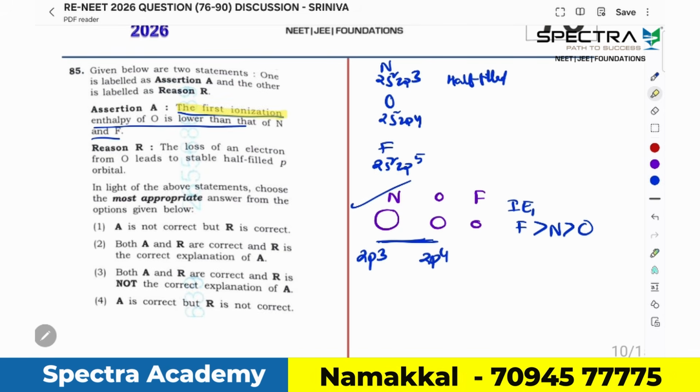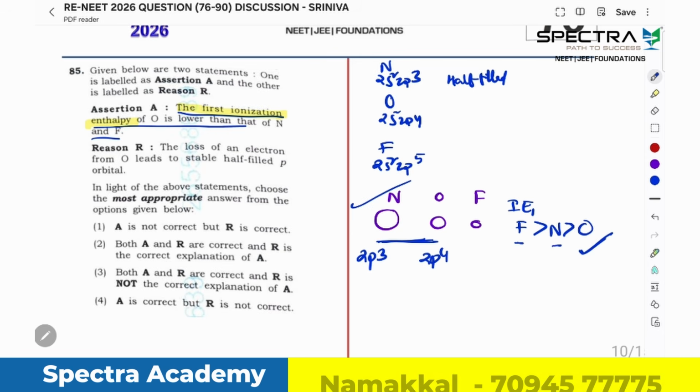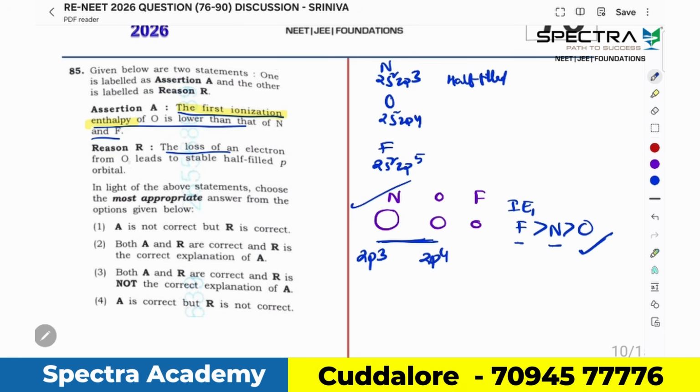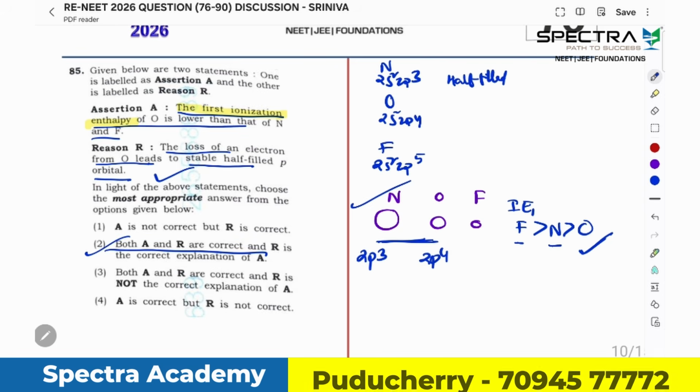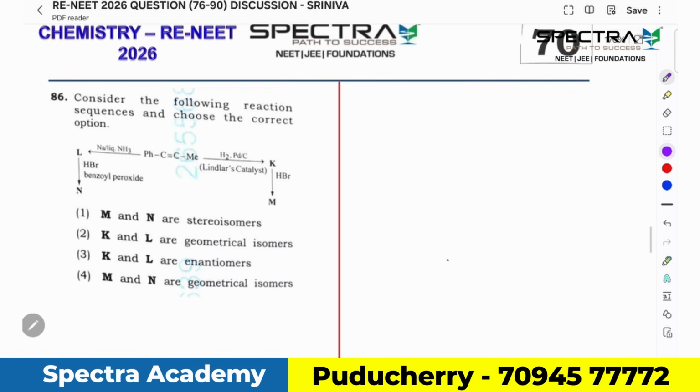So the first ionization enthalpy of oxygen is lower than fluorine and nitrogen. The loss of an electron from oxygen leads to a stable electronic configuration. Correct. So both are correct, and 85, option 2 is correct. Both are correct explanations.